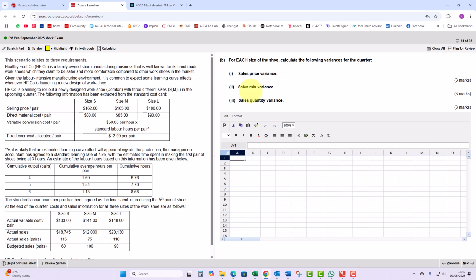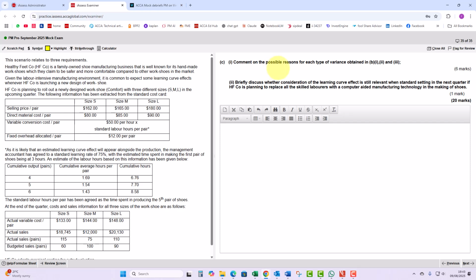Variance calculations like this, if you can get your head around them through building up a good technique and practice, really easy marks to get for mix and quantity variances, because once you've got the system in place, you just need to put the figures in and get the answer, whereas a lot of people just can't get it in their head of how to do variances, and so they would maybe miss out on a lot of those 9 marks. And then 6 marks, comment on the possible reasons for each type of variance.